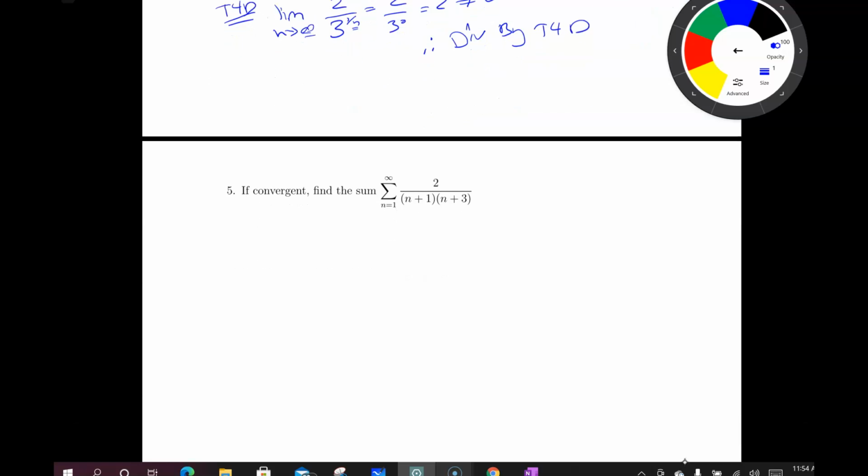Converge or diverge. If converge, find the sum. Okay. So I'm looking at that thinking, yep, that is definitely a telescoping problem. So let me dig into it in the next video.